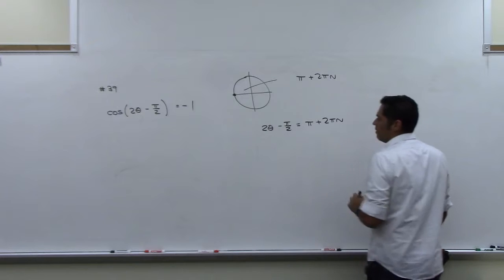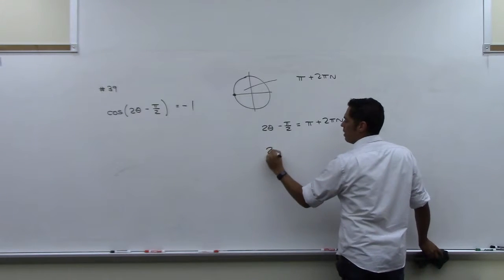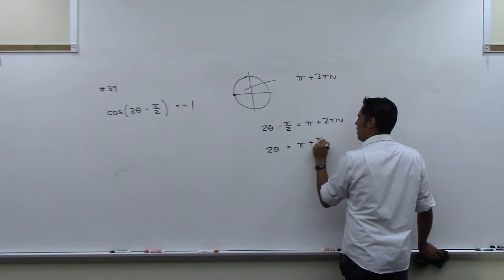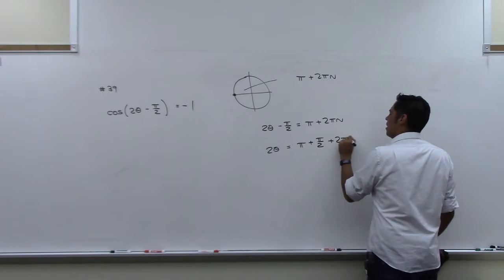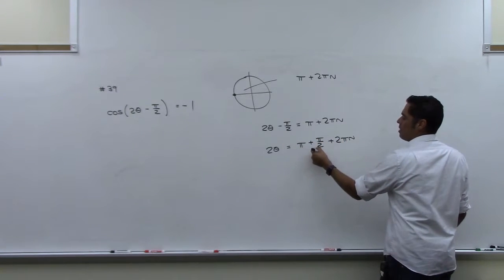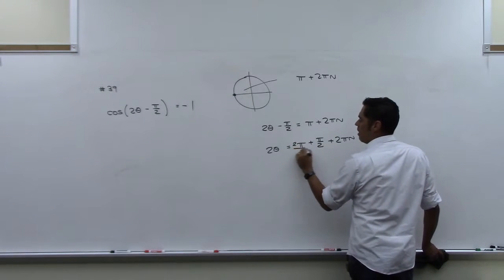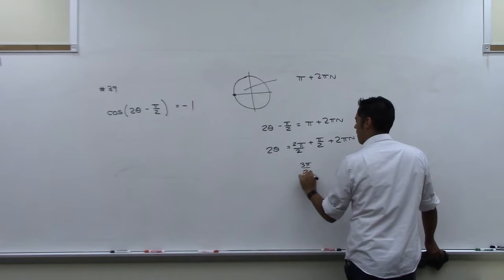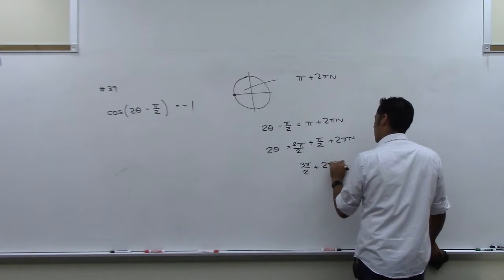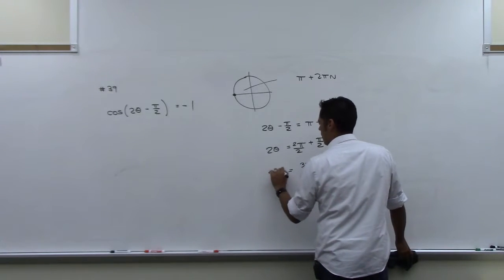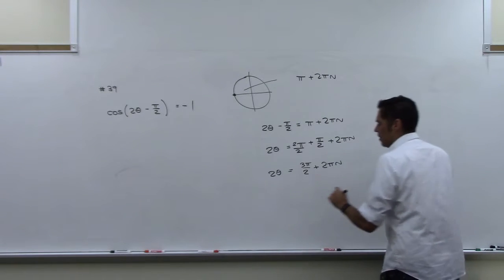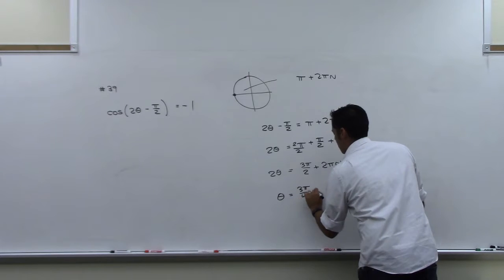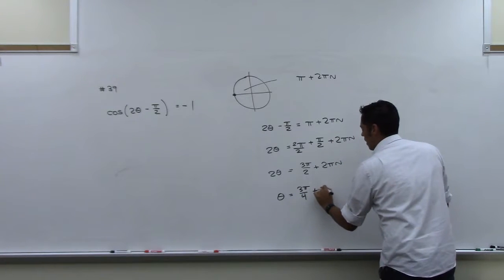All right, that's a little different, but I'm just going to add pi over 2 to both sides. I'm going to put the pi over 2 right there, because I'm going to put these two together with a common denominator. So 2 on top, 2 on bottom. Add those together, I get 3 pi over 2 plus 2 pi n equals 2 theta. And then divide both sides by 2. So theta equals 3 pi over 4 plus, divide that by 2, I just get pi n.